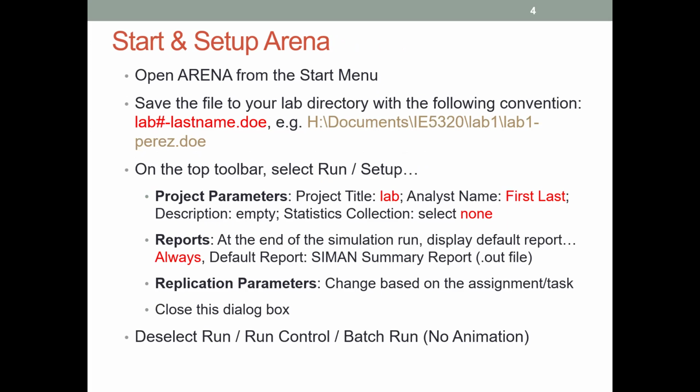You'll be submitting your labs online, and I'm going to be grading them. So I'm also suggesting a saving naming convention. For example, lab number, your last name, .doe. The DOE file type is for the simulation, that's the Arena extension. So in my case, I'd be lab1Paris.doe. This is very helpful.